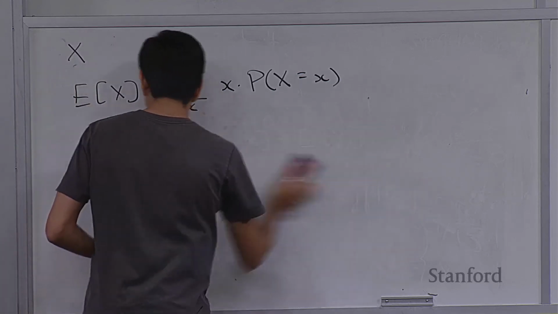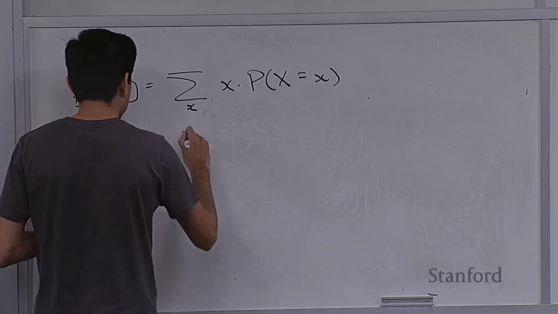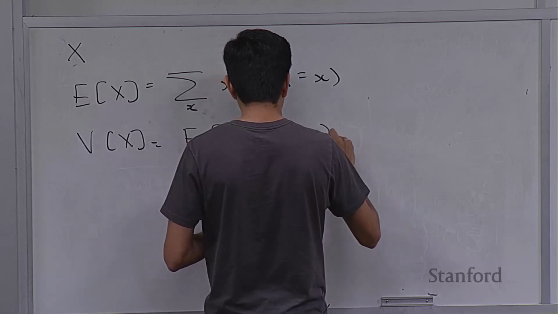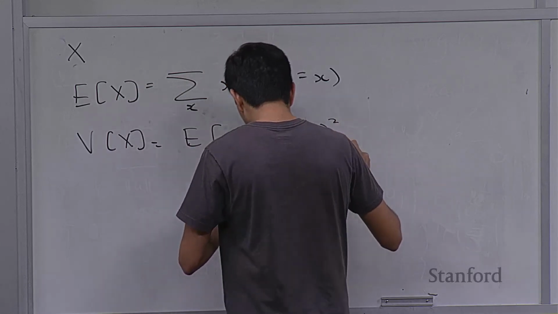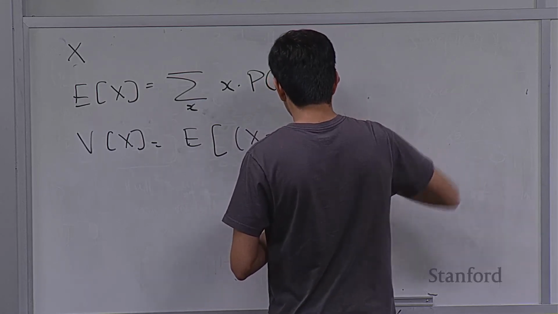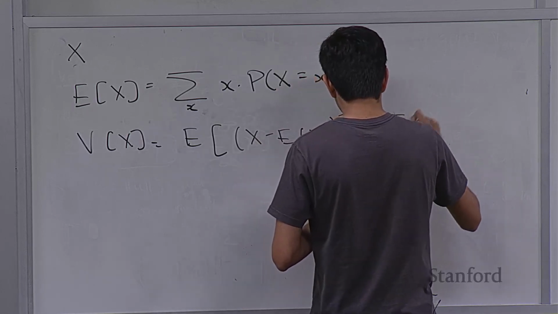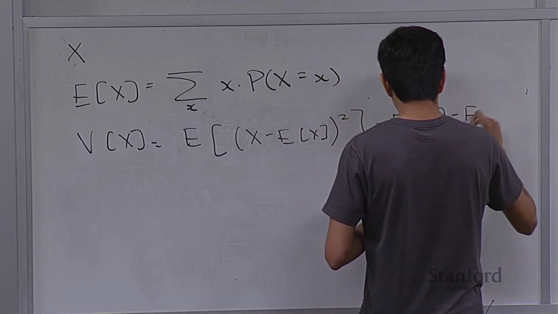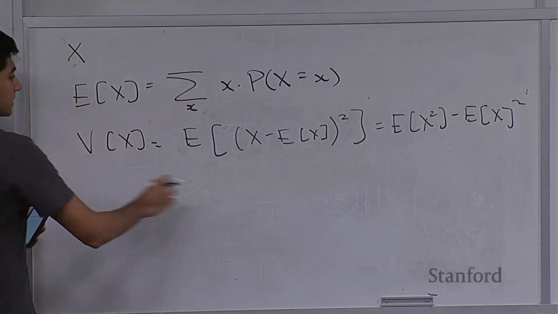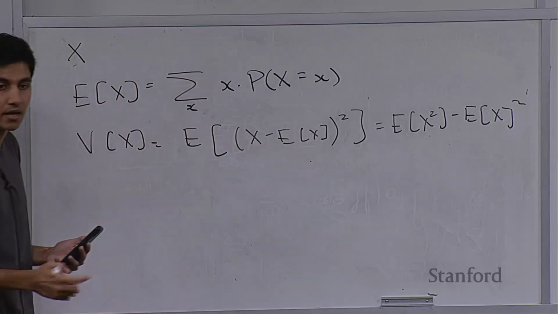The variance of a random variable, V of x, is the expectation of this quantity, squared, which we can also write as E of x squared minus E of x, squared. This follows directly from this. If you just expanded this and simplified, you would get this. There's no complicated math happening there.